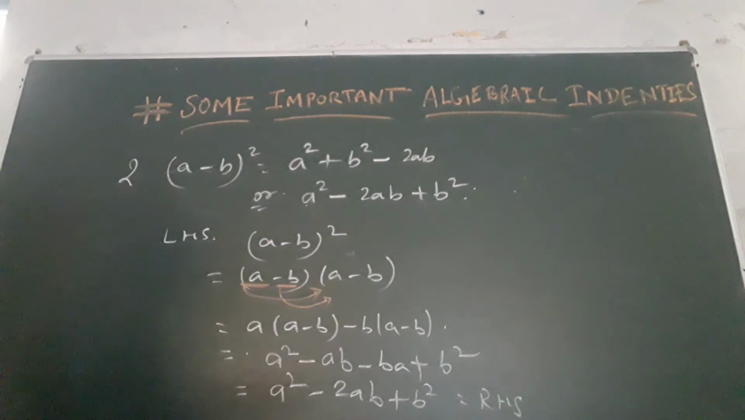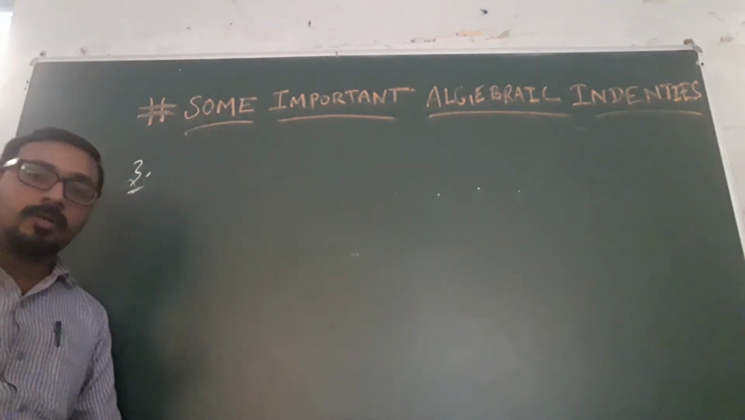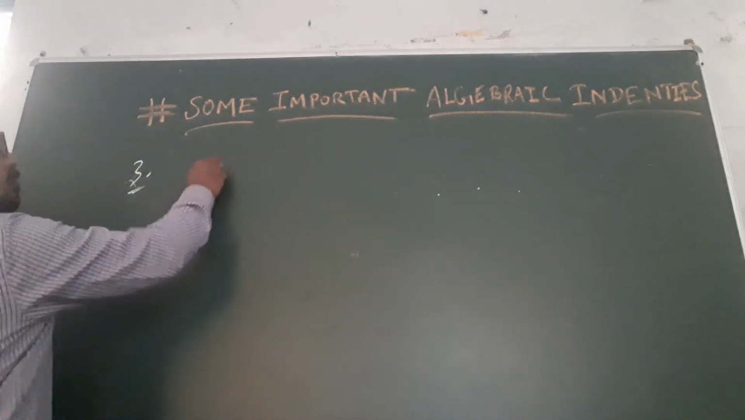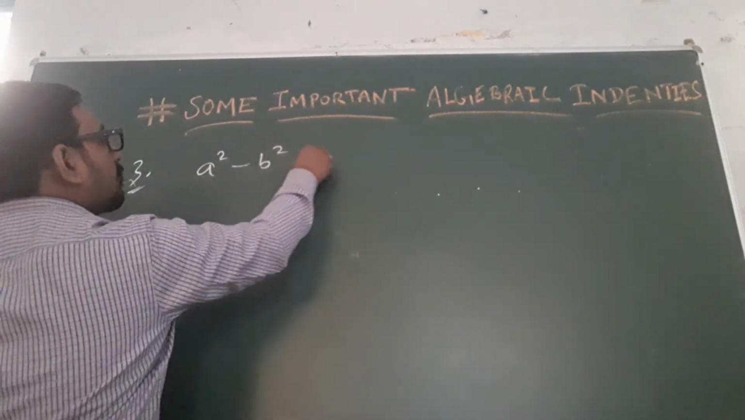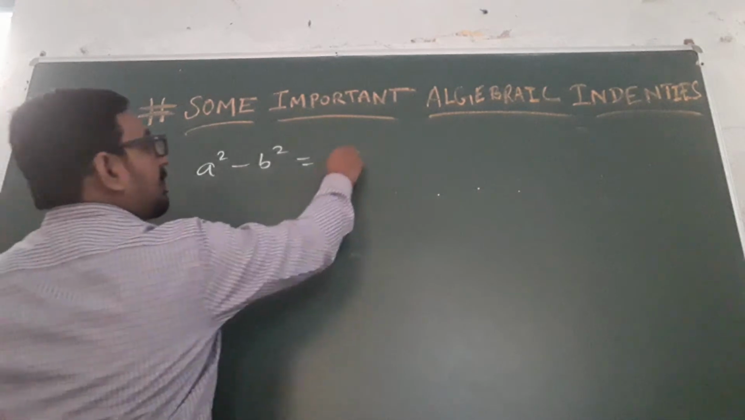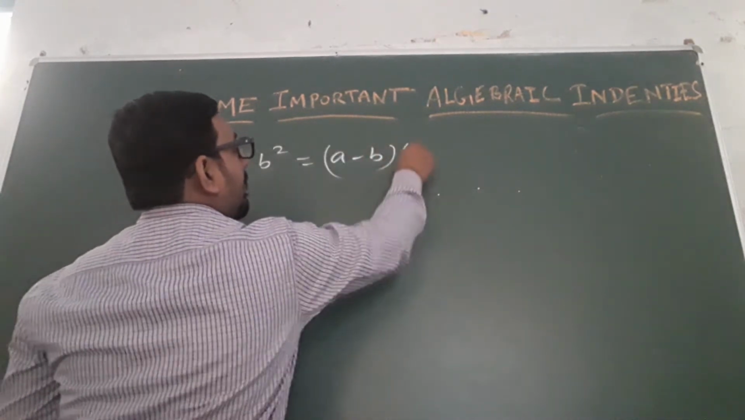Okay. Now the next one, formula number three, says that a square minus b square, and your result is (a minus b) times (a plus b).